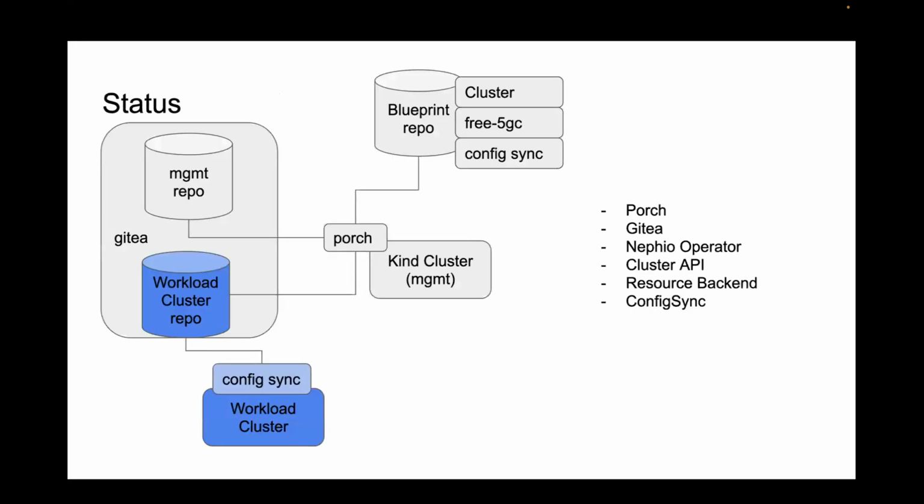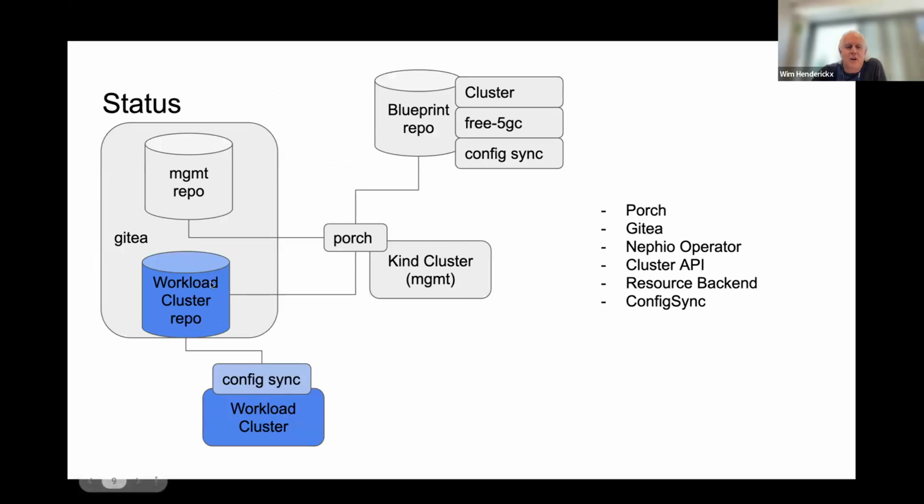So basically, the net result of this, once this has happened, is that we have a new repo that we created automatically. We have a new workload cluster that is deployed somewhere. And then we have config sync deployed, which is associated with this workload cluster repo.